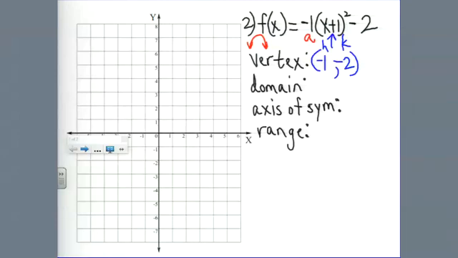Next, the domain is still all real numbers because you can plug anything you want in place of x and get a real number for y or f of x. So the domain is still all real numbers, or from negative infinity to positive infinity.